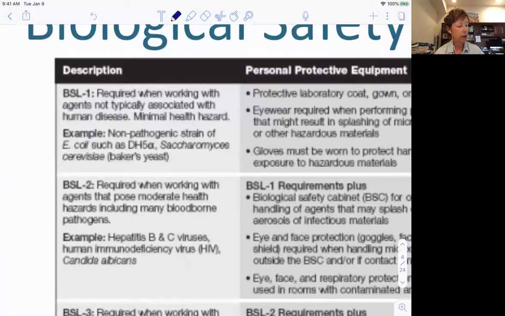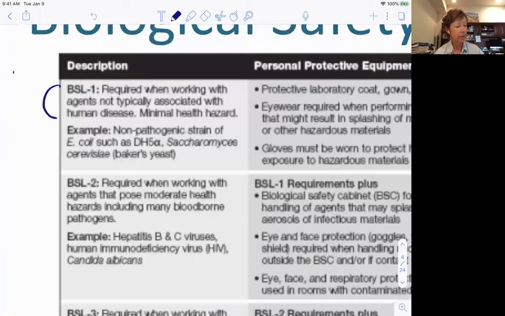So BSL1 is our lab, basically. And so we're working with things that are not known to cause disease, or there's very minimal risk. So these are strains of E. coli that we know are perfectly safe, or things like baker's yeast that we'd actually work with in the kitchen at home to ferment or make bread or things like that. So you still do your regular safety that you would in any lab. So you're going to wear a lab coat, and goggles in most circumstances are recommended, and gloves in some cases. But in some cases, you actually could work without gloves.